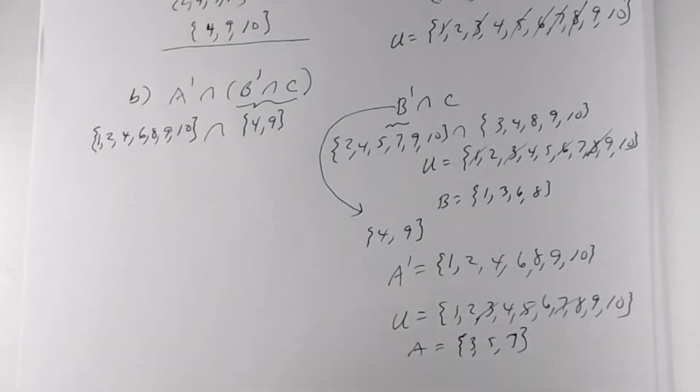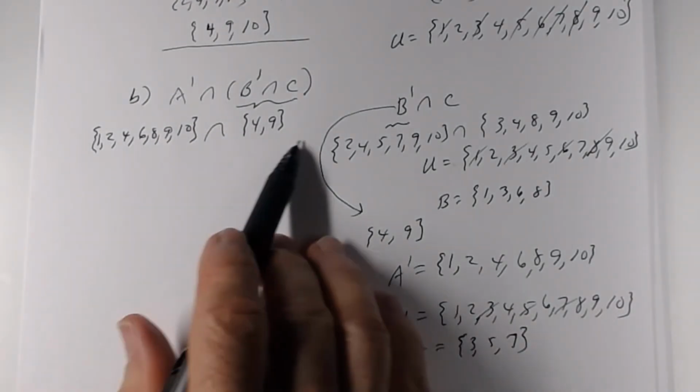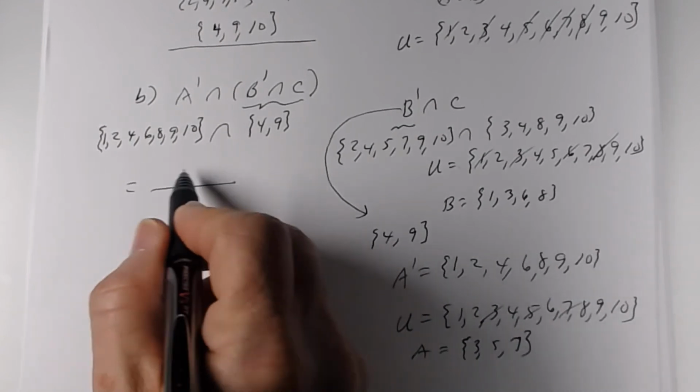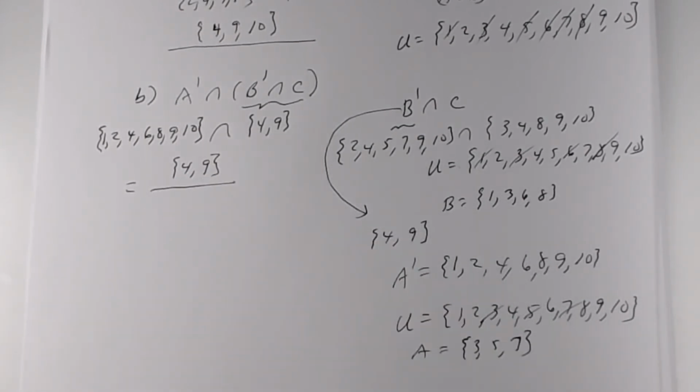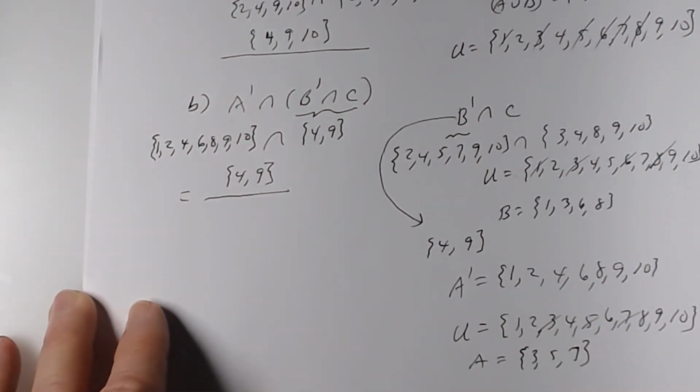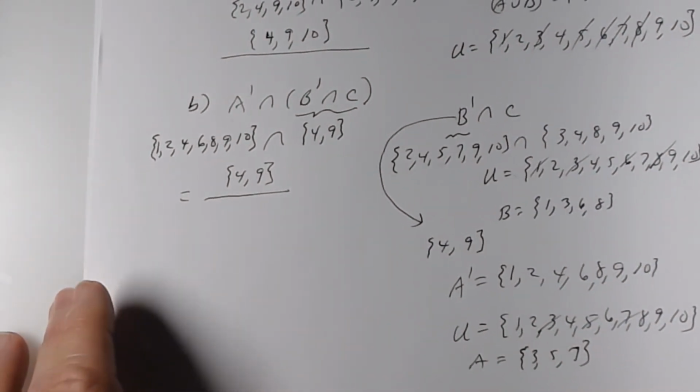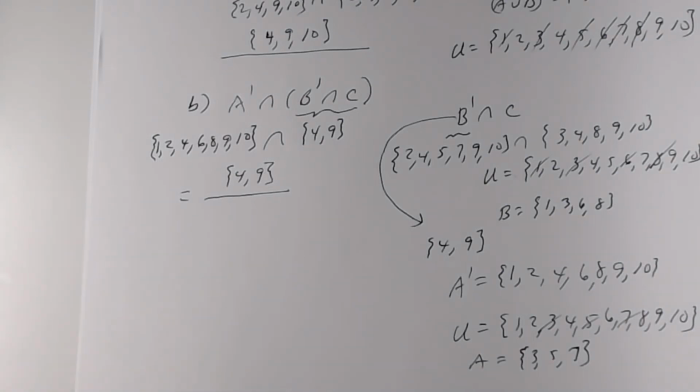And then finally, what's the answer? It's the intersection of these two now. So what's the answer? 4 and 9? 4 and 9. Okay? Any questions on that? All right. So that's the end of that little part. Let me give you a worksheet on this to show you what you have to deal with.